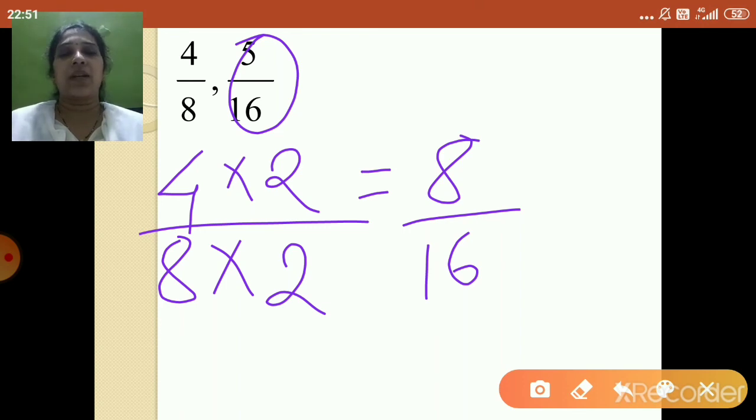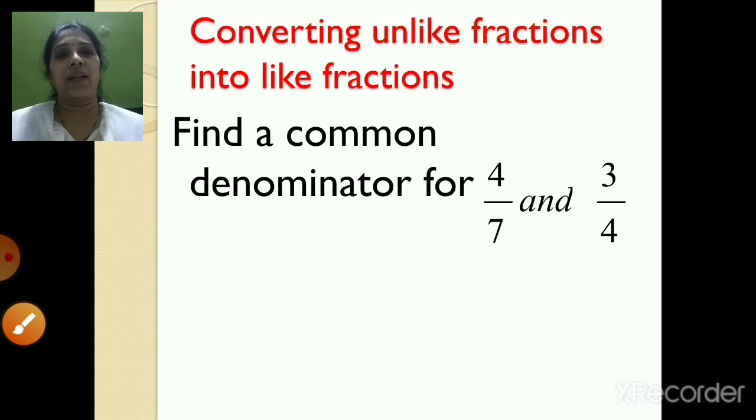So whenever, children, there are two unlike fractions, and if one of the denominators is divisible by the other denominator, you have to keep one fraction as it is. Only one of the fractions you will convert, or multiply, right? So I hope you have understood about this. Let's move to the third one.